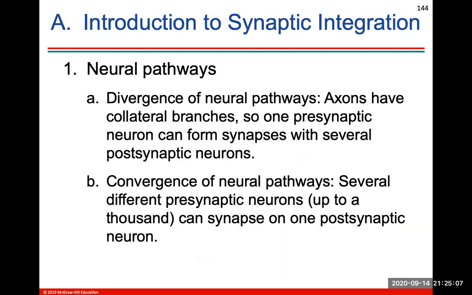Synaptic integration. So this is kind of the last part. Hopefully you paused the PowerPoint or my video at some point to take a break. But these are neural pathways, and I want you to have a general understanding of neural pathways. They can be divergence or convergence. Divergence means axons have many collateral branches, so one presynaptic neuron can form synapses with several postsynaptic neurons. So one axon will diverge into many neurons that it's connected to. Convergence means several different presynaptic neurons, up to 1,000, which is a crazy amount, can synapse on one postsynaptic neuron.